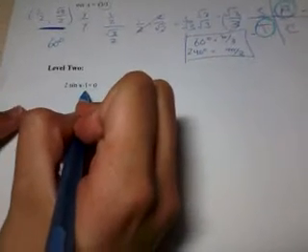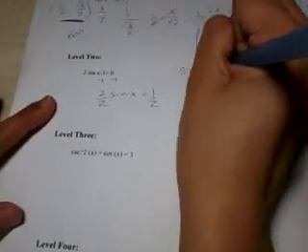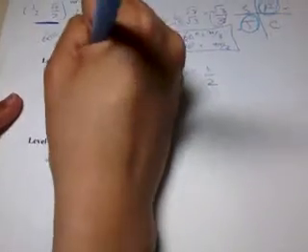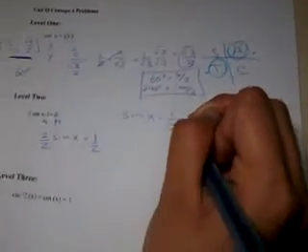Level 2, it says 2 sine of x minus 1 equals 0. So we're going to solve for sine of x. So we add 1, we get 2 sine of x equals 1. Divide by 2, we get sine of x equals 1/2. Okay, so now we have to find where sine of x is equal to 1/2.